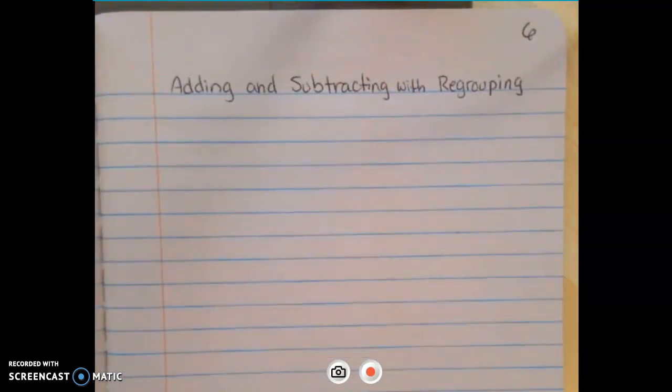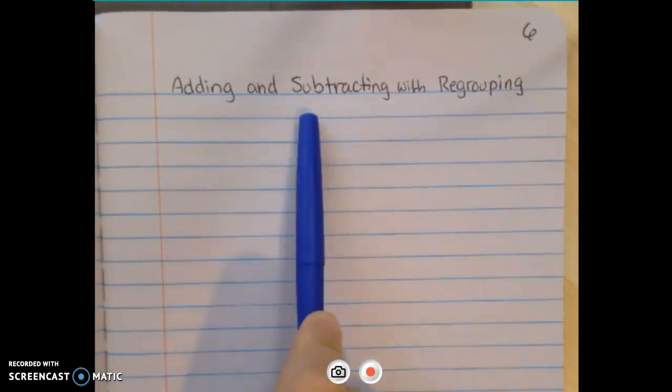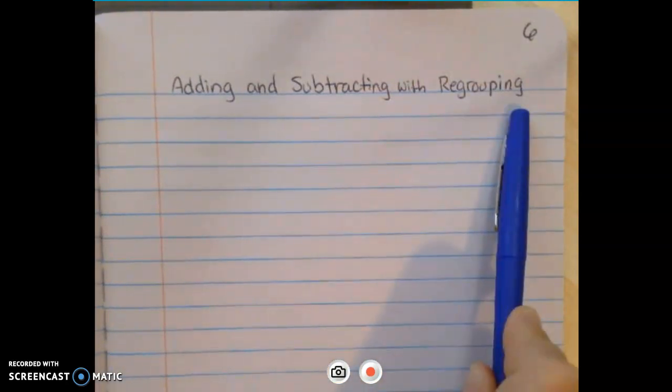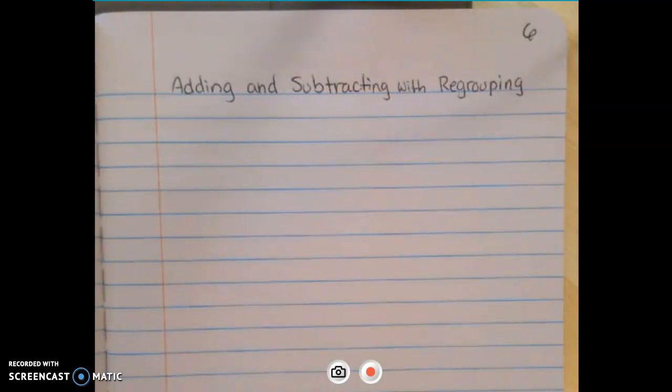So on my next blank page, I have titled it Adding and Subtracting with Regrouping. Go ahead and pause this video and title your note page. First, we're going to look at adding, then next we'll look at subtracting. First, we'll use an example where we do not have to regroup, then we'll work with a larger number where we will have to regroup.